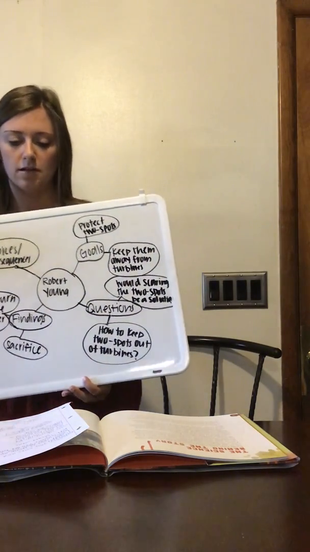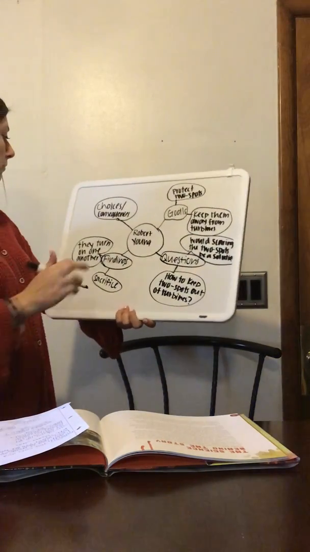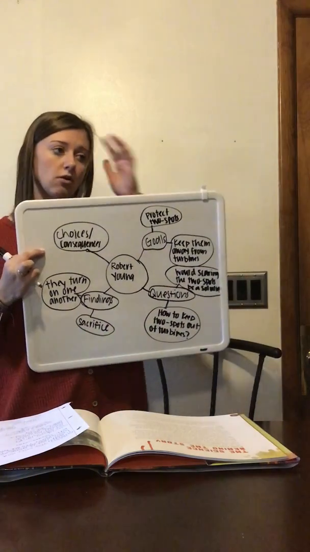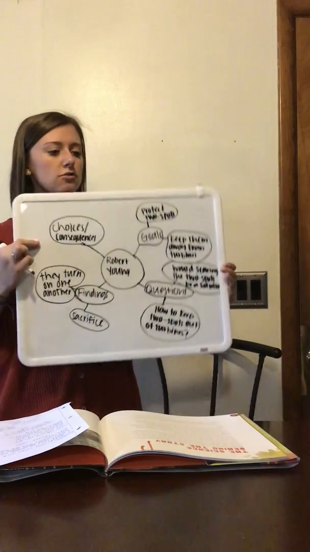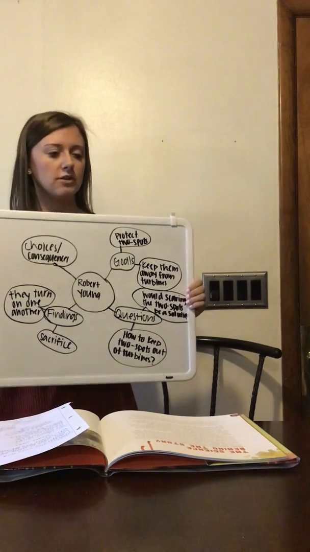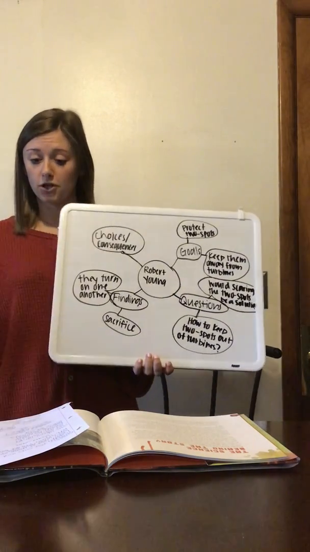Okay, perfect. So now we're going to go on to our last one, which is choices and consequences, which is what's going to correlate with the social studies. So in social studies, we learn that all choices have consequences, whether they're good or bad. Consequences aren't always bad. Sometimes they're good.